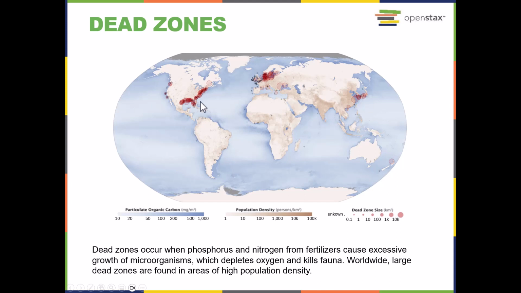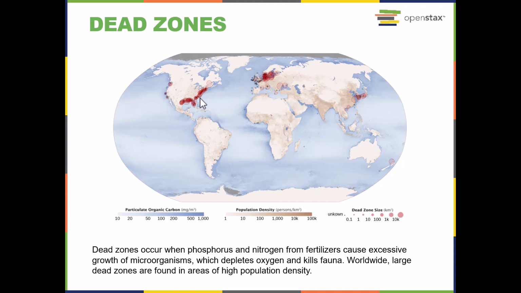Dead zones are areas where there's massive die-off of organisms because there's very little oxygen available in those waterways. A lot of phosphorus and nitrogen from fertilizers and other activities run into these waterways. It gets collected from rivers and streams, and it goes into these waterways, and it comes into these coastal areas. When the phosphorus and nitrogen level gets very high, it causes a massive growth of microorganisms.